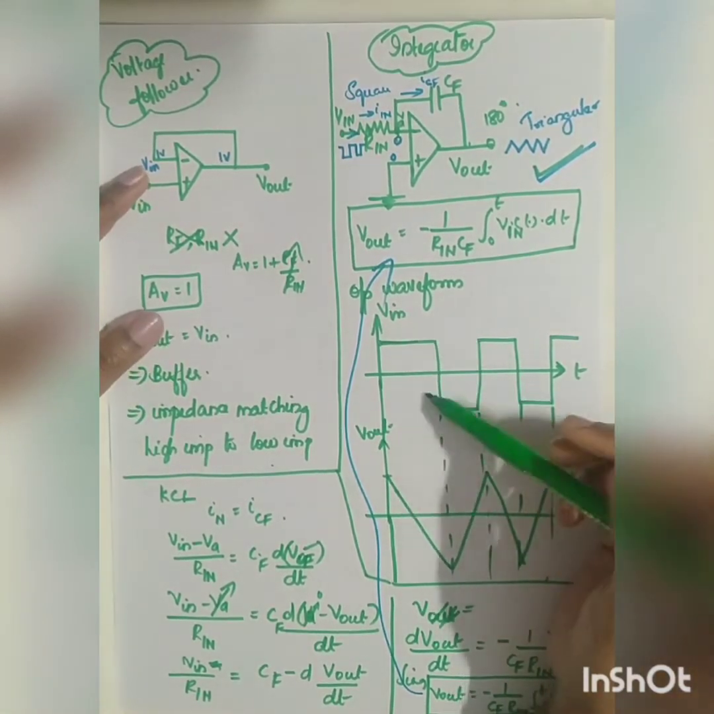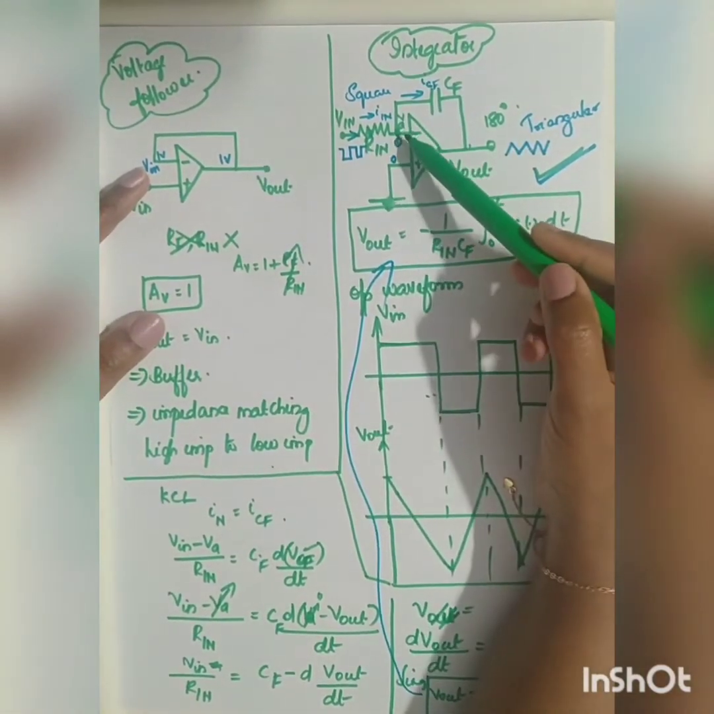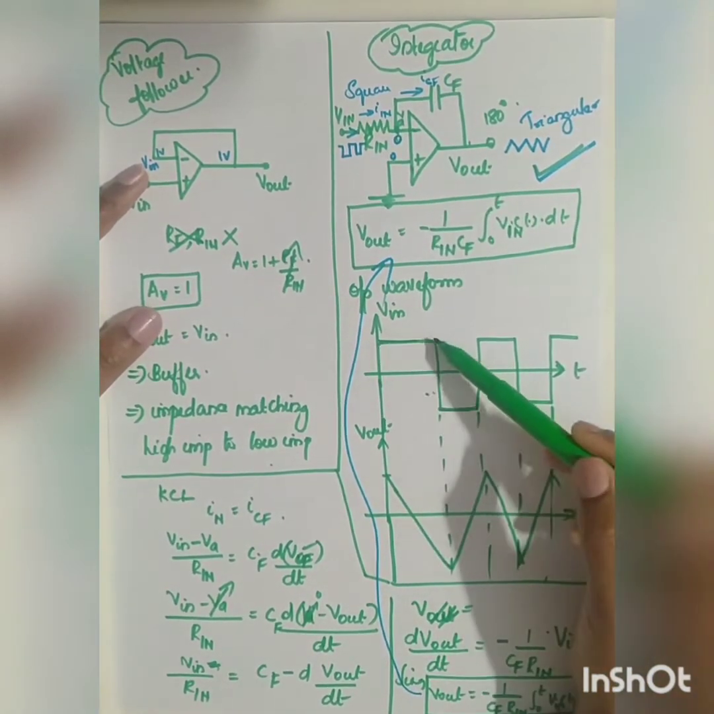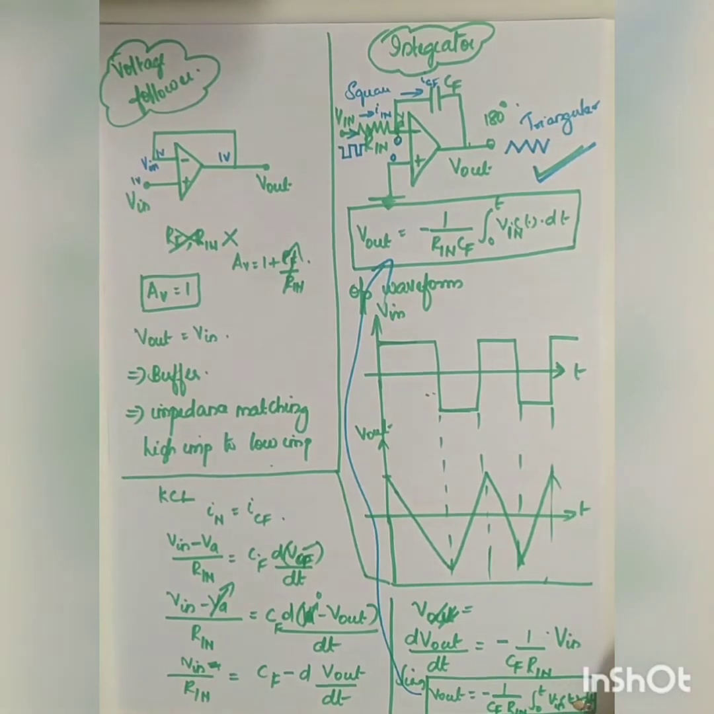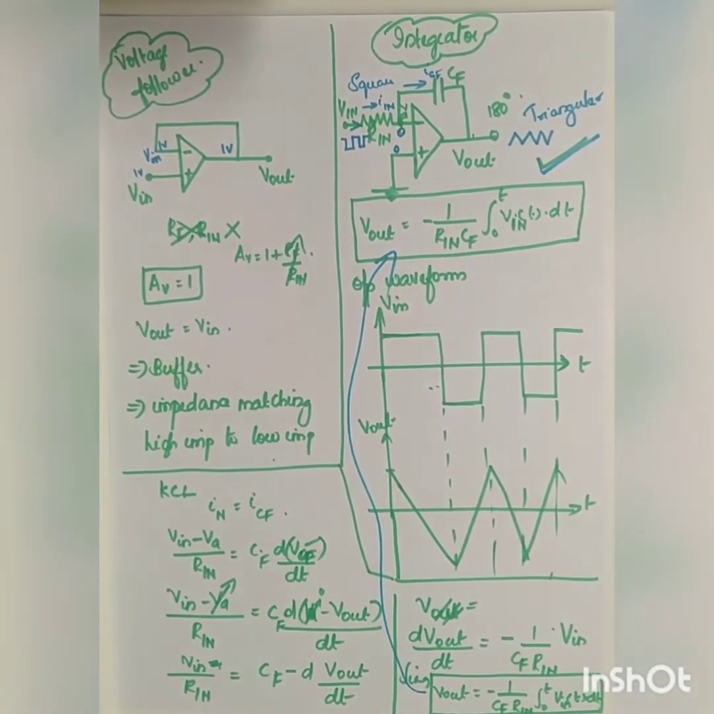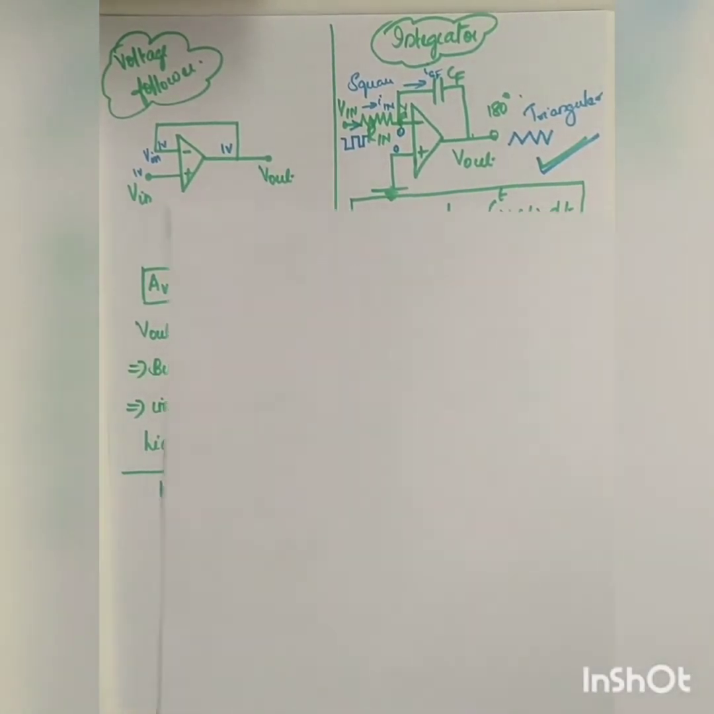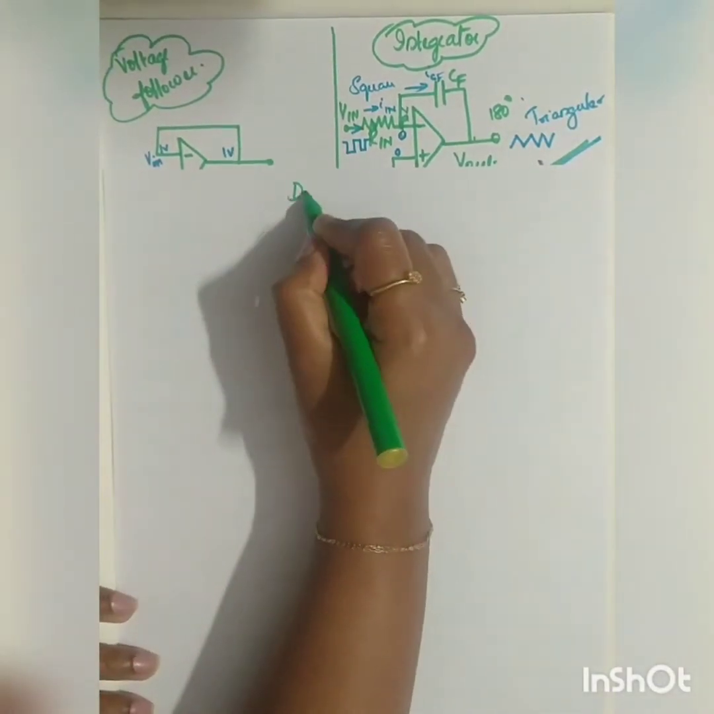And what is one important property? Since the input is given across the inverting terminal, when it is positive, the output will go towards negative. This is how you get your integrator diagram. So next one is your differentiator.